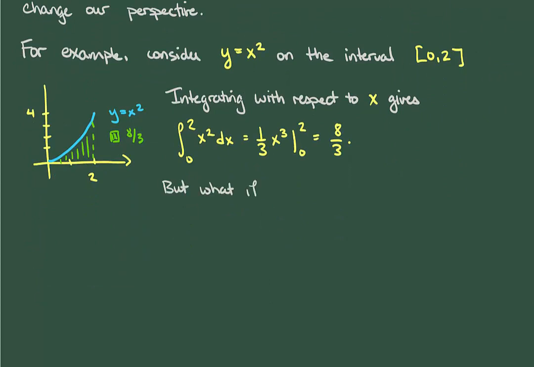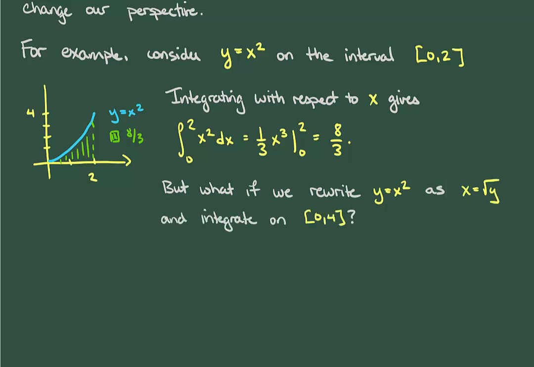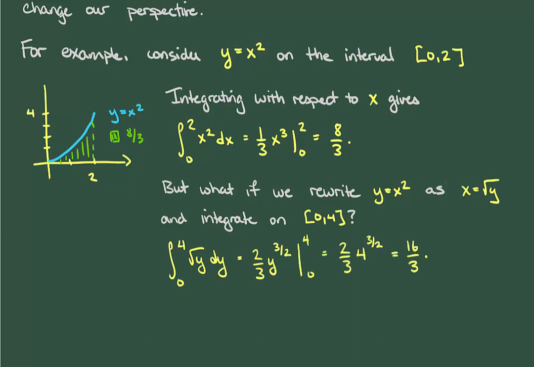Let's do this again, but now let's solve our equation as a function of y. This time, we'll integrate on the interval 0 to 4, since that's the range of the y variable. Mathematically, the techniques we use to integrate with respect to y are identical to those of x, and working it all out gives us 16/3. Geometrically, this is the area between the curve and the y-axis.